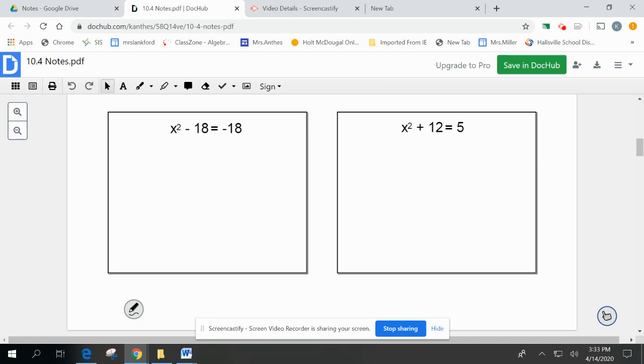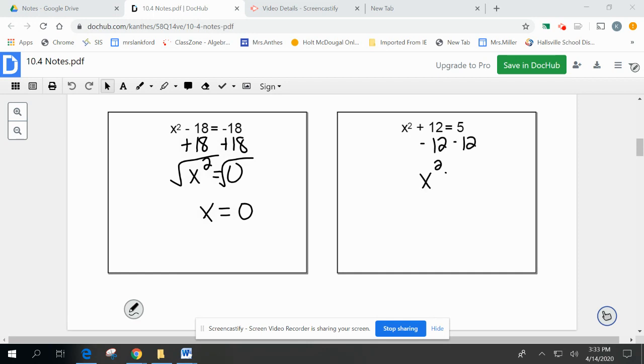Okay, so for the next problem, we need to get x squared by itself. So you add 18 to both sides. You get x squared equals 0, square root of 0, so x equals 0. Here you subtract 12. X squared equals negative 7, square root. Okay, you can't actually do this, so this answer would be no solution.